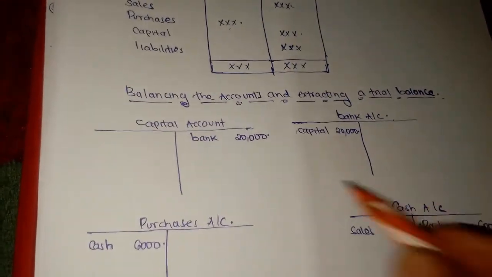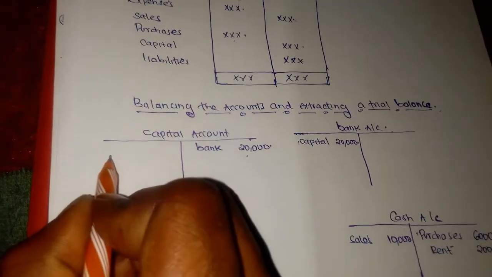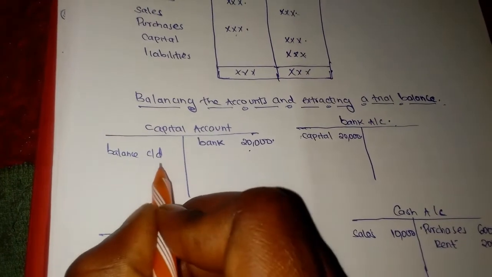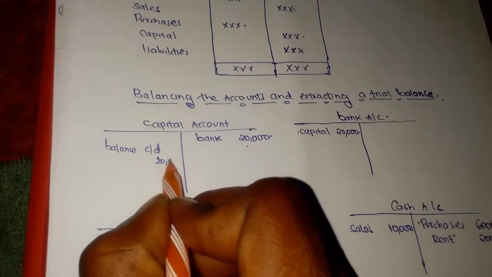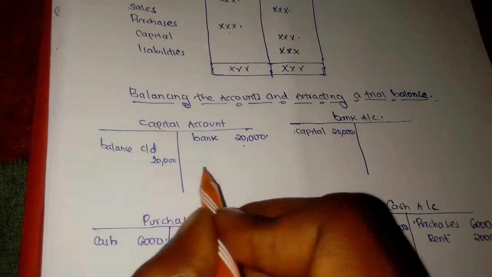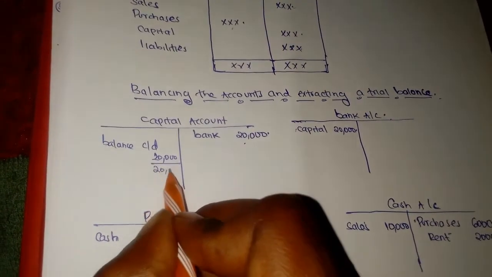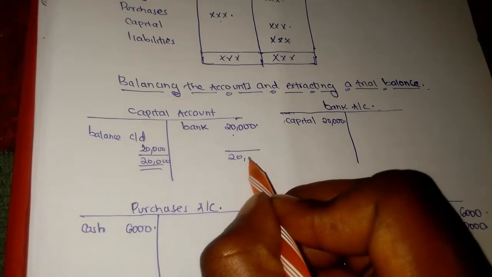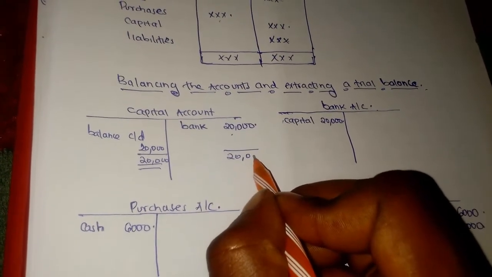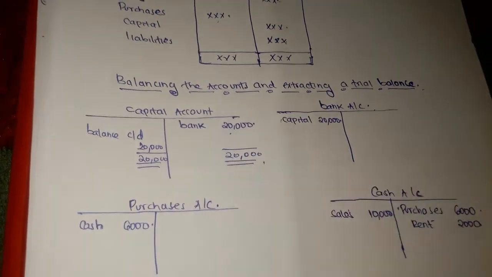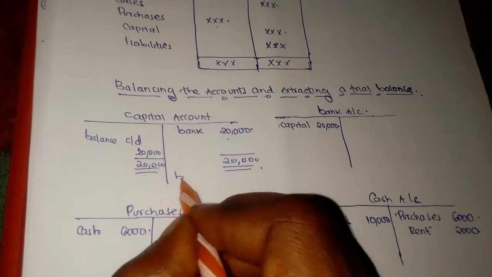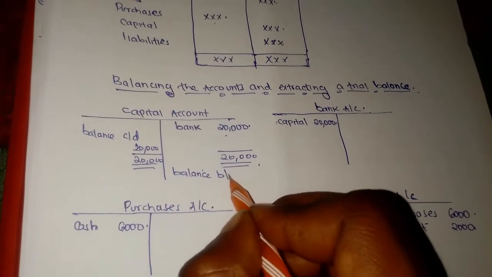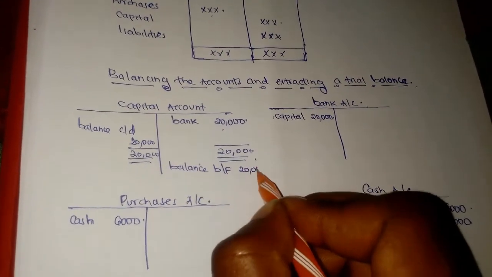So the capital account is 20,000. So balance carried down is, sorry, my space is small, 20,000. So this will be 20,000. And I insist again, when in an examination, make sure you use your ruler. So for the next period, we will use capital account balance brought forward to be 20,000.